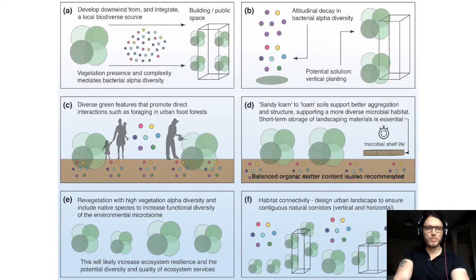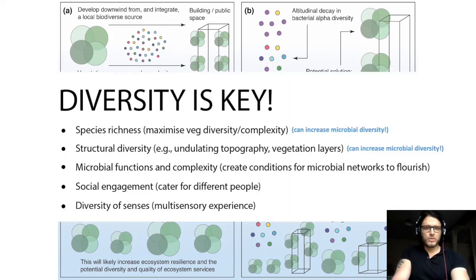We can see here from some of these diagrams that these are some of the things we can do now to urban environments to promote this healthier urban microbiome. You can see that there are core considerations for the soil health, and diversity is really important. So things like species richness and diversity, structural diversity of vegetation, but also social engagement and diversity of senses.